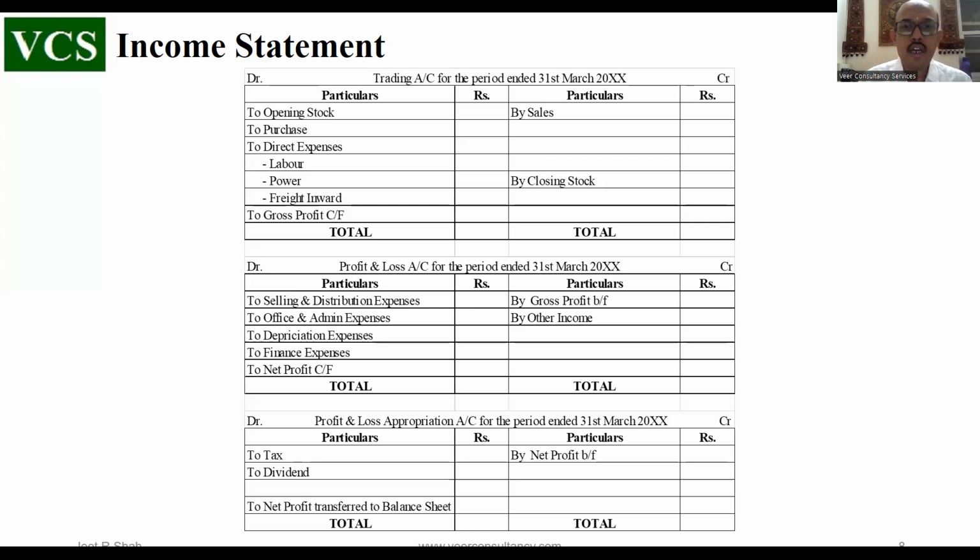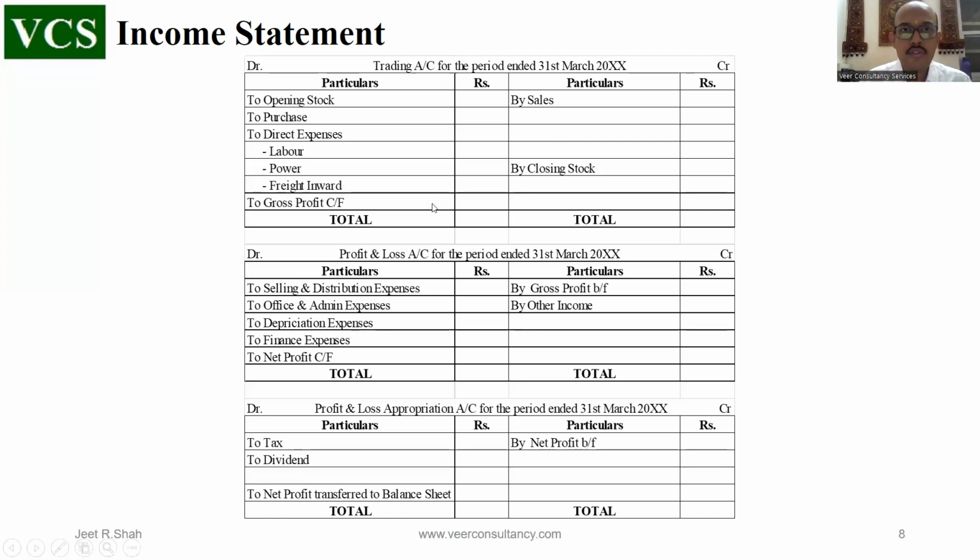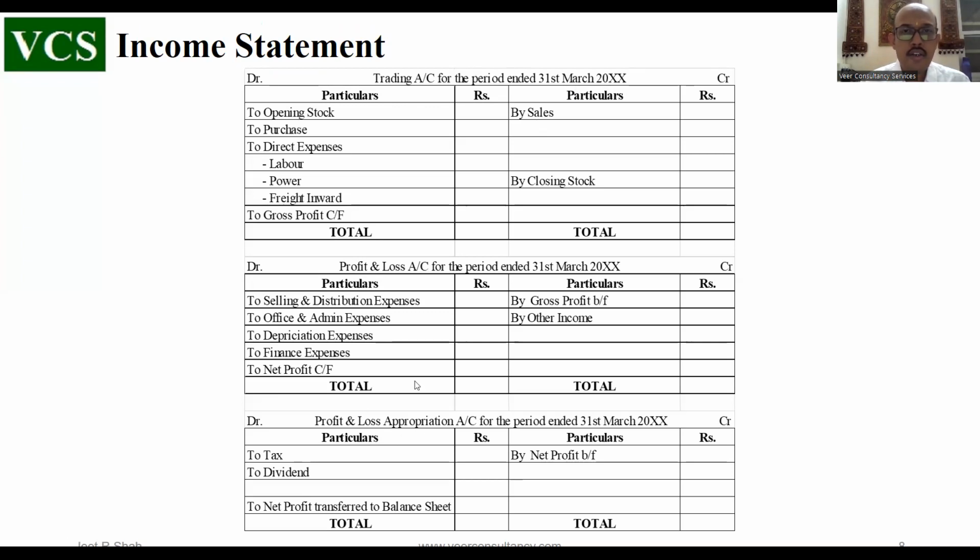Here you can see that I have divided this into 3 parts. The first is the trading account for the period ended 31st March. The second is the profit and loss account, and the third is the profit and loss appropriation account. Trading account shows the gross profit, which is equal to sales over the direct expenses. Direct expenses are those expenses which are directly related to the production of goods and services.